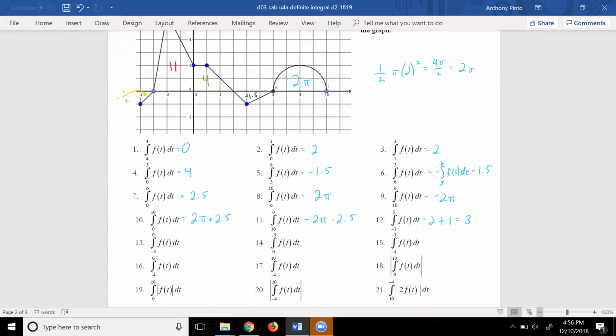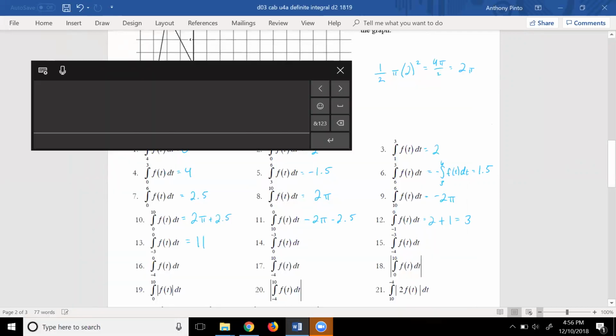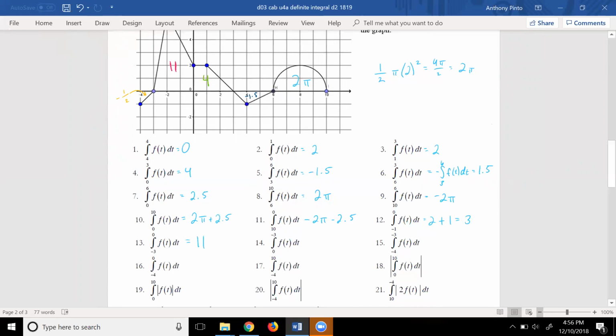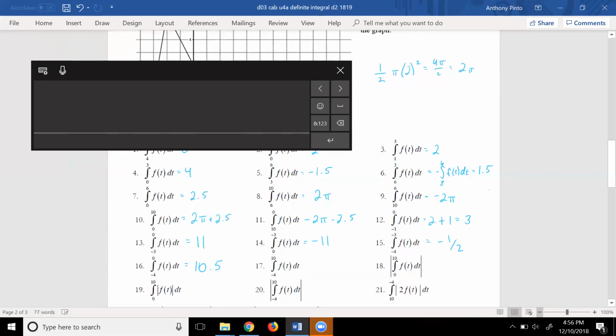All right, from negative 3 to 0, we already found that. That's 11. From 0 to negative 3, again, we just flip our signs. We have negative 11. From negative 4 to negative 3, we found that as well. That's negative 1/2. From negative 4 to 0, add up those two areas. 11 minus 1.5 gives us 10.5.